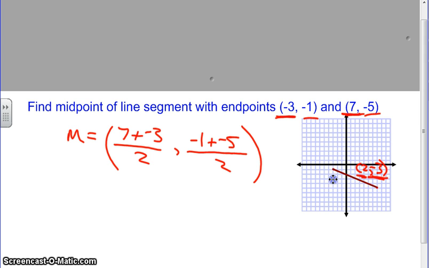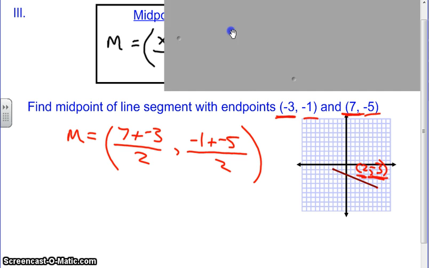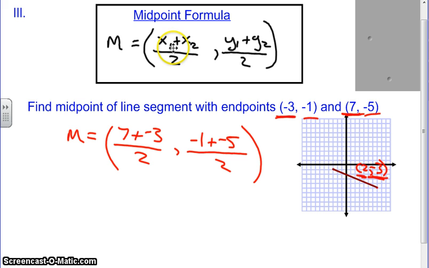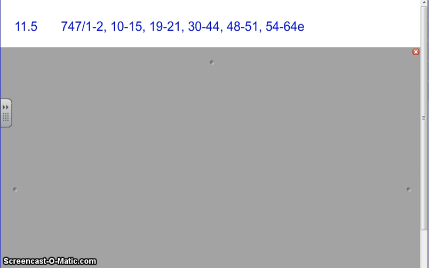Okay? So midpoints are simply averages of the endpoints. You simply add the x values and divide by 2, and add the endpoints' y values and divide by 2. Now what makes this a little tricky is we're adding and dividing by 2. But in the distance formula, we subtract, don't we? So that can be a little point of confusion at times. And there's your assignment.